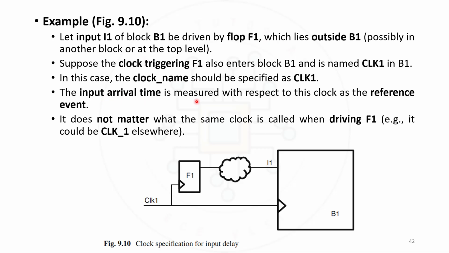The input arrival time is measured with respect to this clock as a reference event. So here the CLK1 is our reference event. It does not matter what the same clock is called when driving F1. So it can be any name that is driving F1 or driving B1. So depending upon the name, we have to give the convention like hyphen clock followed by that particular clock name.